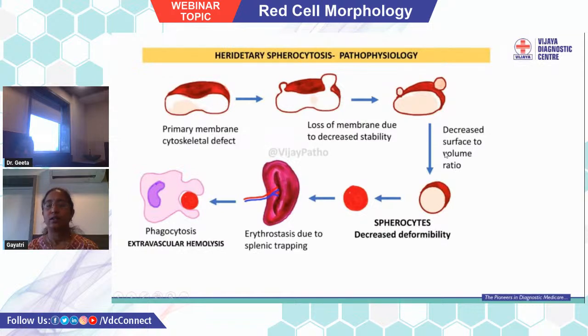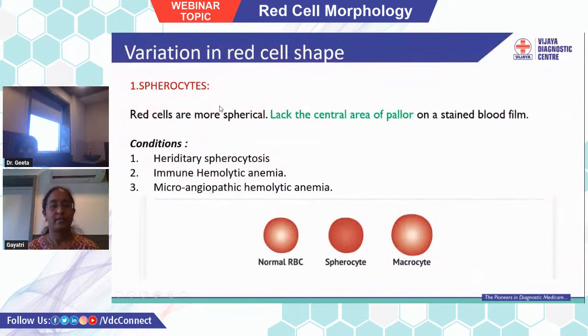I wanted to emphasize that the decreased surface to volume ratio is the main factor which plays an important role in the osmotic fragility test, where the cell cannot accommodate a larger amount of water. Even in a mildly hypotonic solution, they get hemolyzed. So the osmotic fragility will be increased in hereditary spherocytosis. Similarly, spherocytes are not only seen in hereditary spherocytosis, they are also seen in immune hemolytic anemia and microangiopathic hemolytic anemia. These three can be differentiated using a direct Coombs test, which is negative in hereditary spherocytosis.